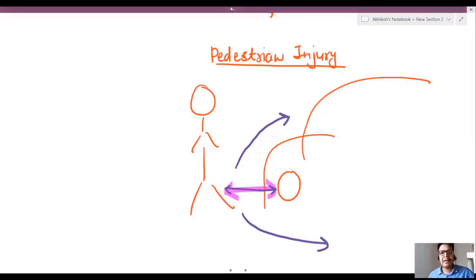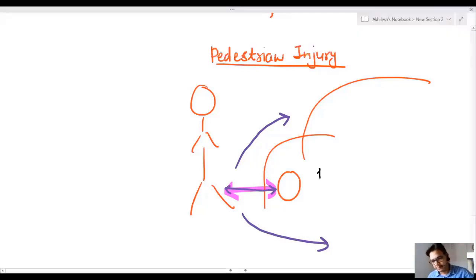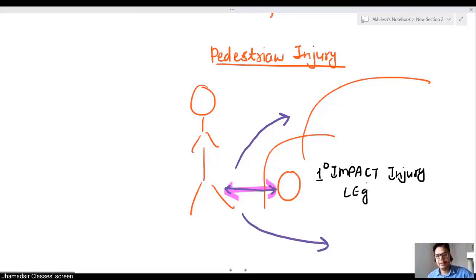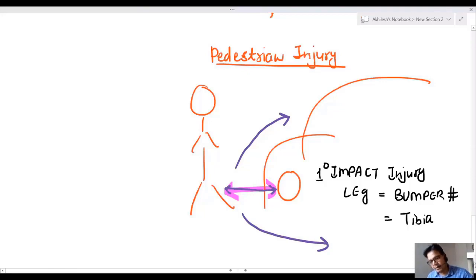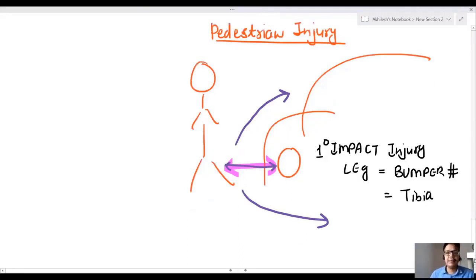Doctor, this is known as primary impact injury. And sir, primary impact injury is on the leg. Yes. And Doctor, we have a fracture which is known as bumper fracture. Bumper fracture is a fracture of the tibia. This is known as primary impact injury.